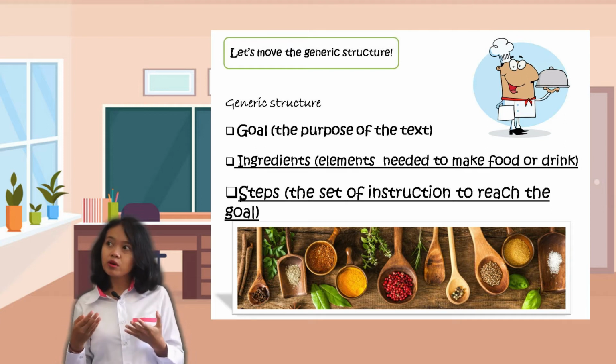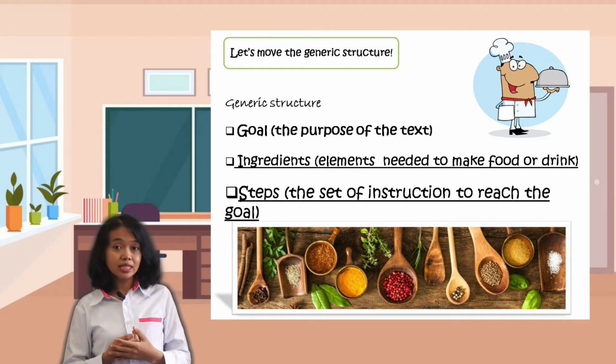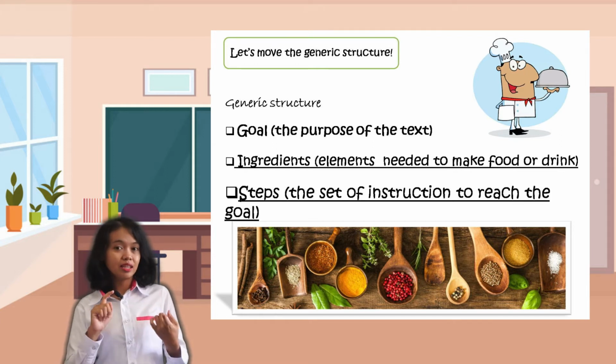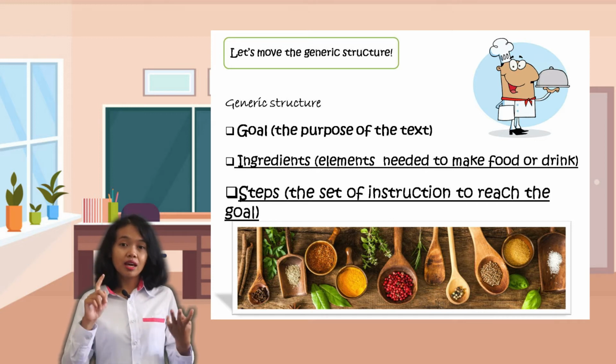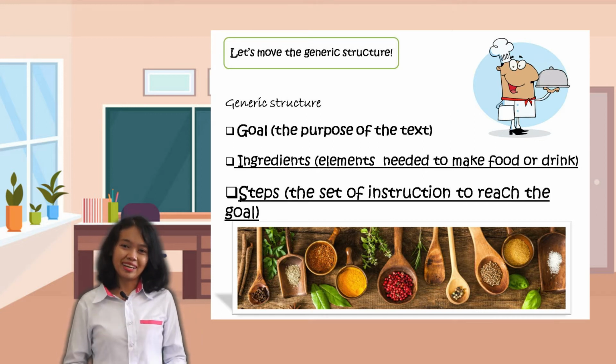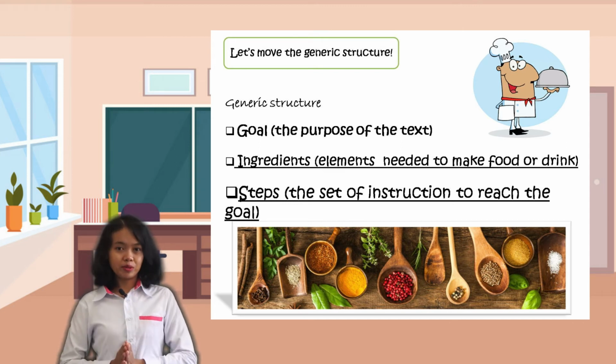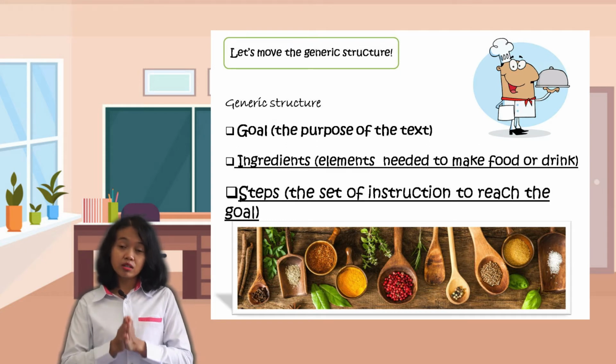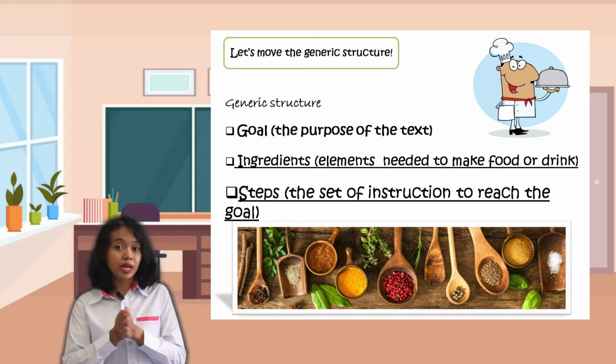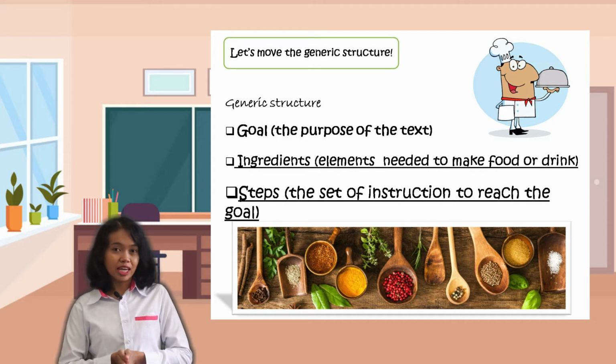For example, if you want to make fried rice, what are the ingredients? Good. Rice, garlic, onions, vegetables, etc. Okay, that's very good. The last part, the steps. What are the steps? Anyone? That's great. The steps are the instructions that you need to make or cook the food or the drink. Okay, that's all about the generic structure. You are great!